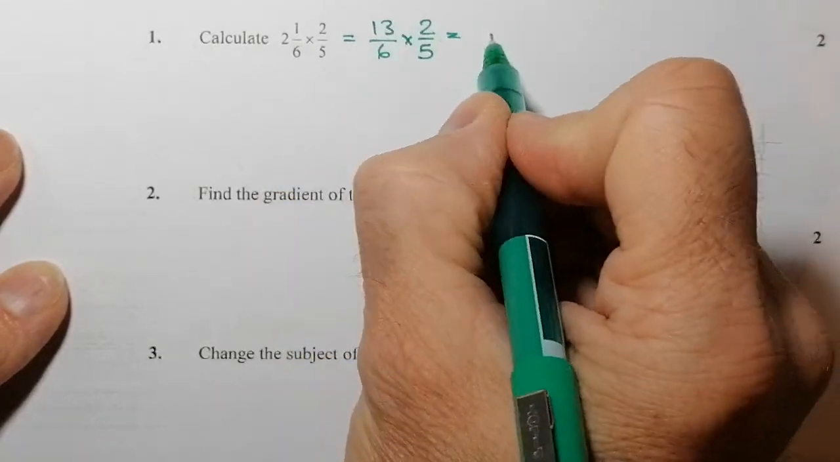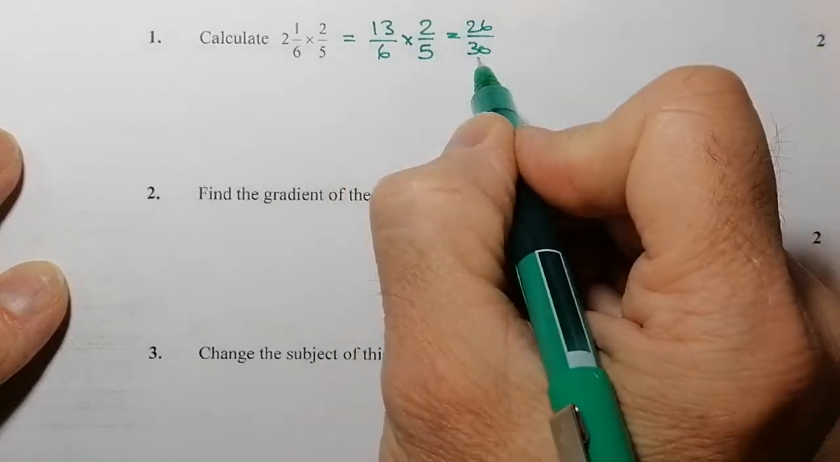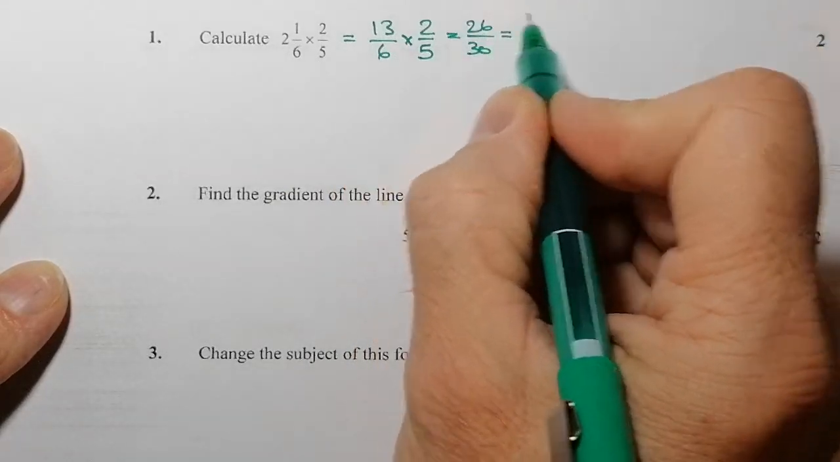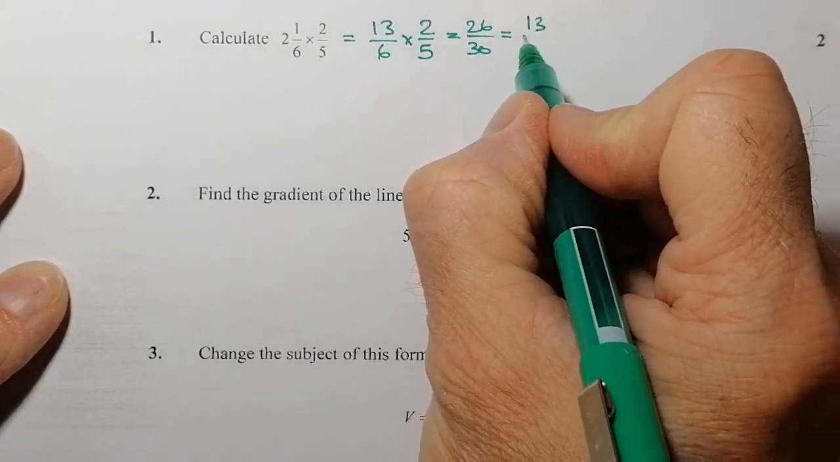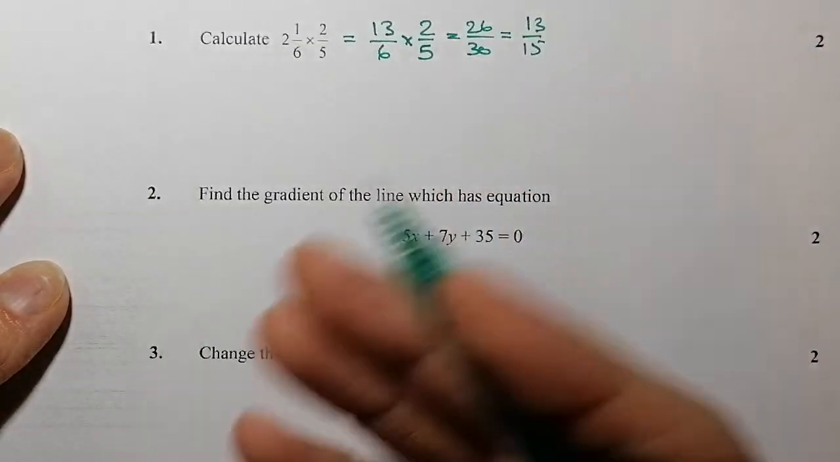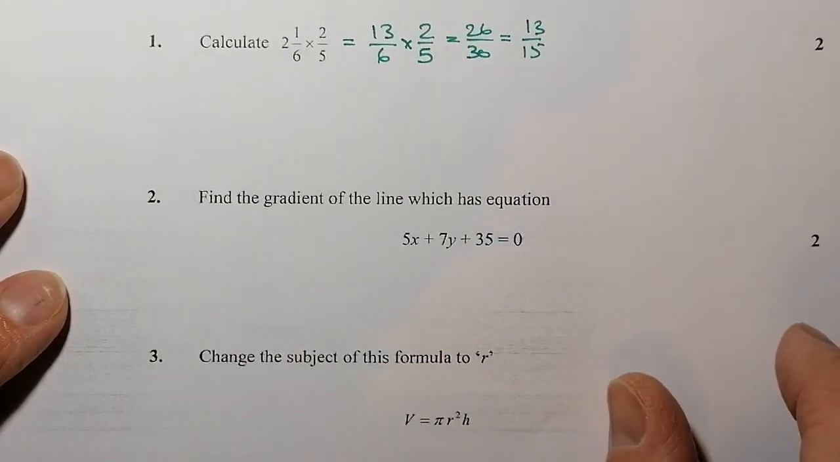So 13 times 2 is going to give me 26. I'm going to have 30 on the bottom. And what I can do is simplify that down. I can divide the top and bottom by 2, and what I'll get is 13 over 15. When I look at that, I can't simplify that anymore. So that will be my final answer there.